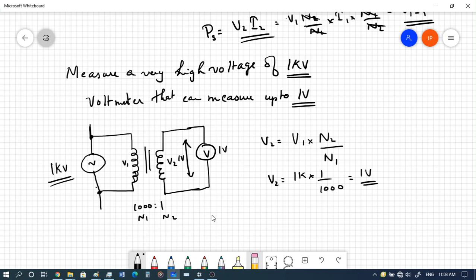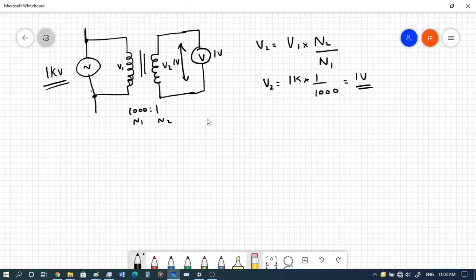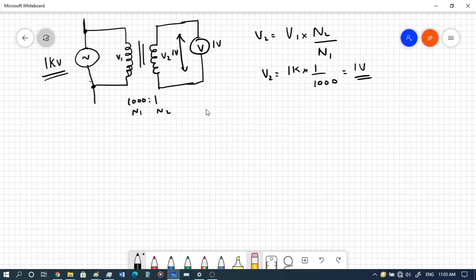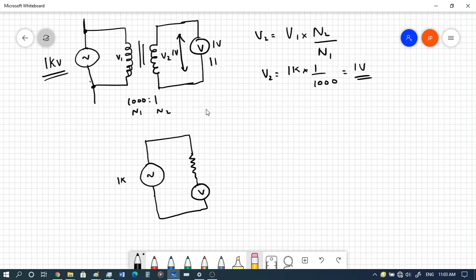Now this can also be done by connecting a series resistance. Let's say you have a voltage source of 1 kilovolt and you connect it with a series resistance and a voltmeter. So let's say this voltmeter has a resistance of 1 kilo ohms.